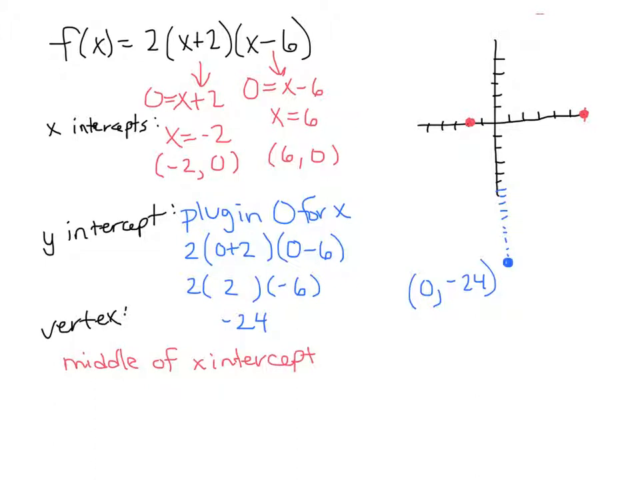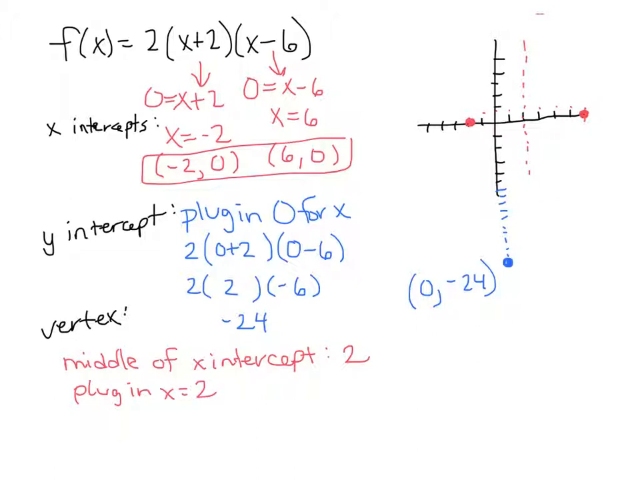So if I look at my x-intercepts, I try to find the middle. The middle falls exactly at 2. A way I could calculate that is by looking at the x-intercepts we found here. The middle between negative 2 and 6 is positive 2. And then I will plug in the middle for x into the equation. So look at the original, 2 times (x plus 2), or 2 plus 2, and x minus 6, plug in 2 minus 6.